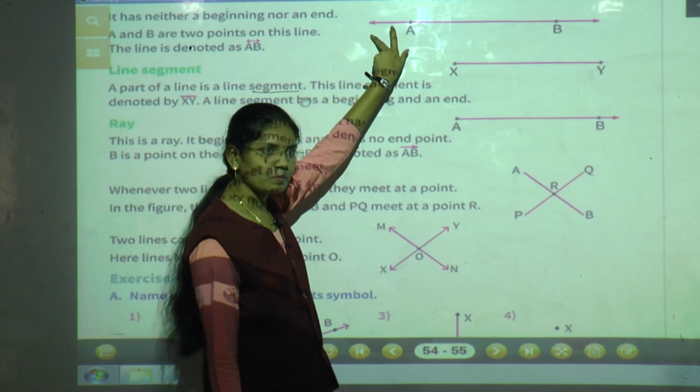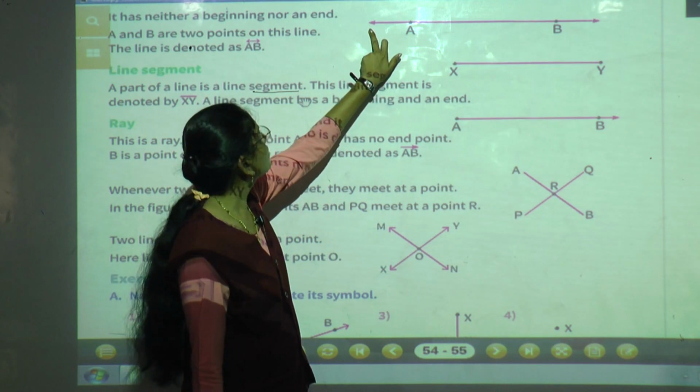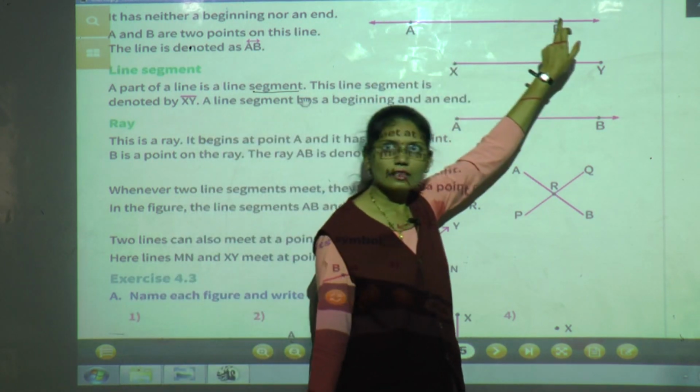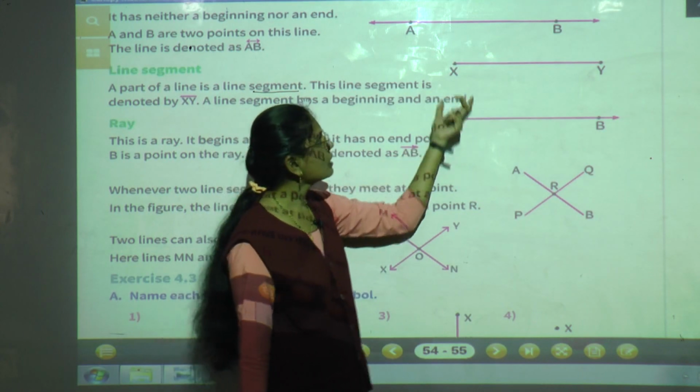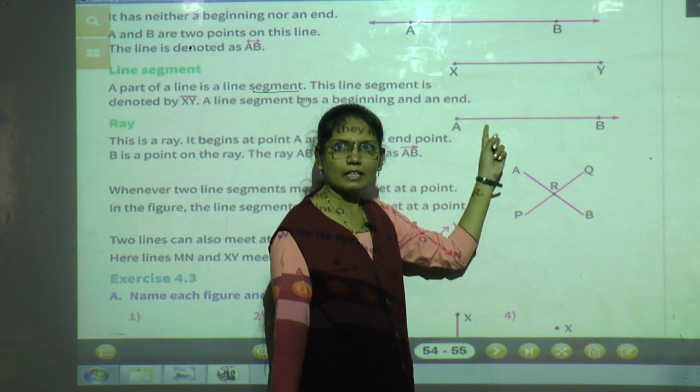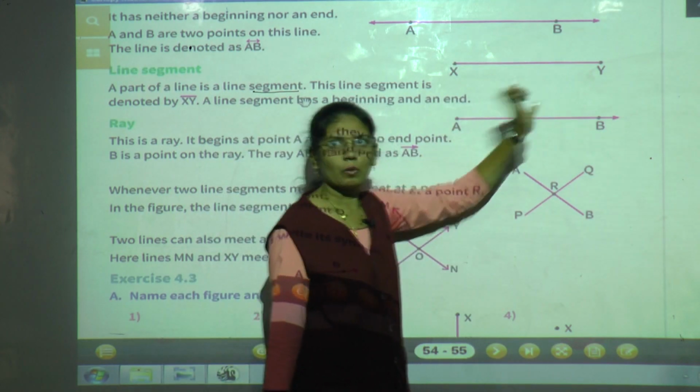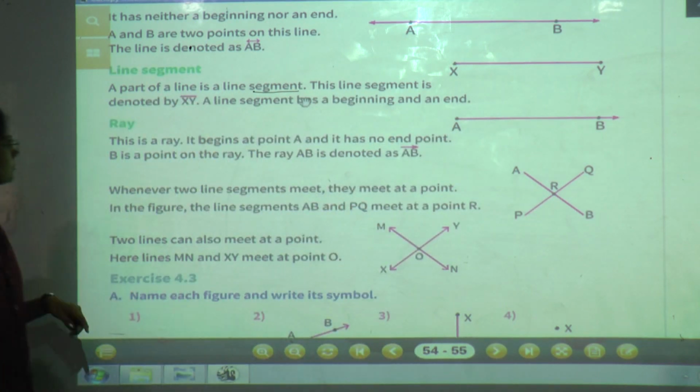In a line it has neither an end point nor a beginning point, but a line segment has a beginning point as well as an end point also. The next is ray.